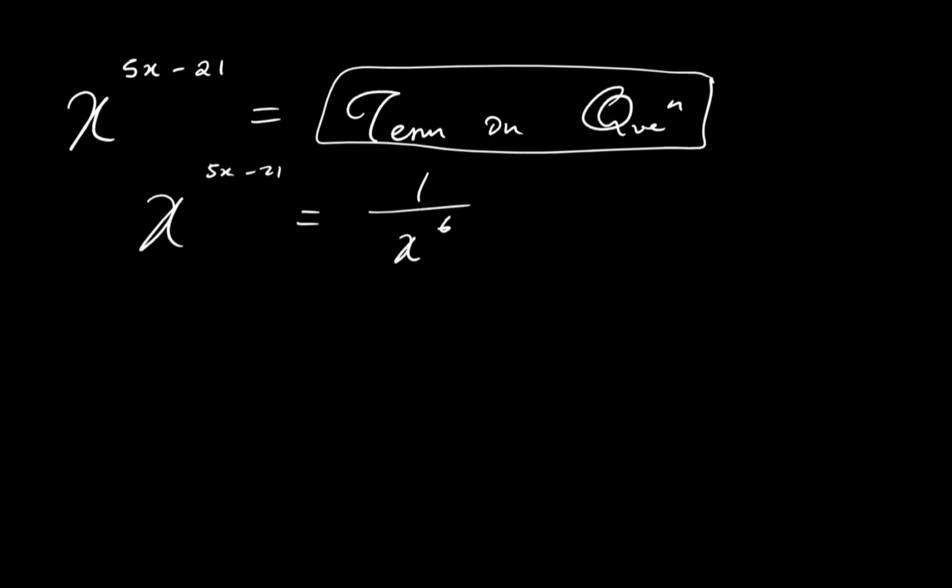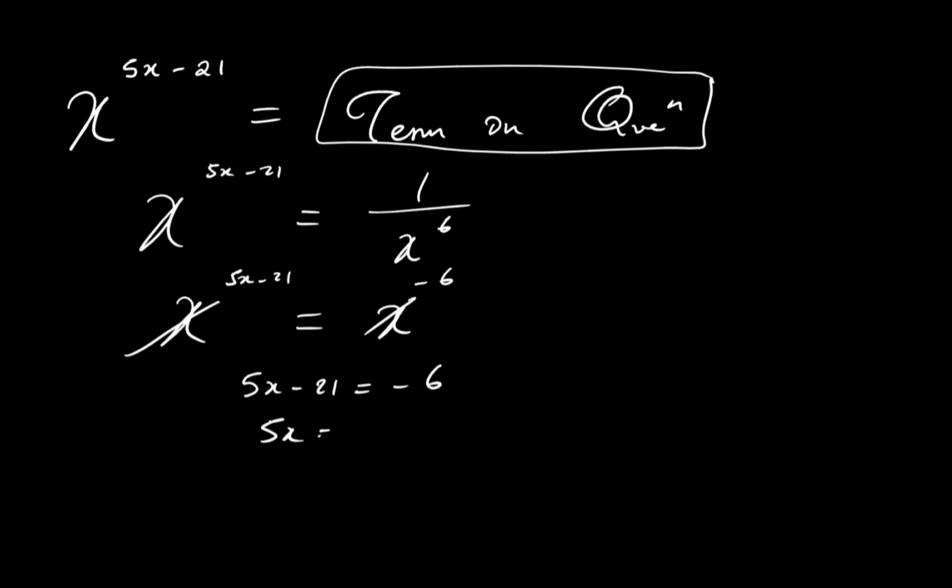So this can be written in a better format. You have x to the power 5k minus 21 equal to x to the minus 6. Same bases have equal powers, so they cancel out, and you have 5k minus 21 equal to negative 6. 5k is equal to negative 6 plus 21, because when it goes to the other side it becomes plus 21. So you have 5k being equal to 15. Now remember, you're looking for k, not 5k.